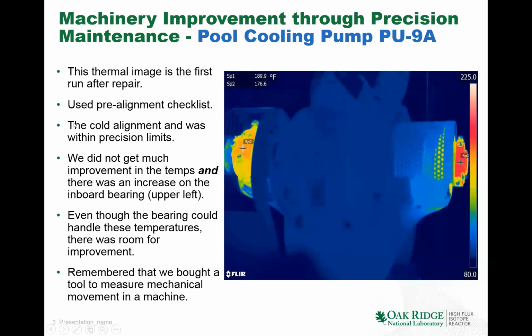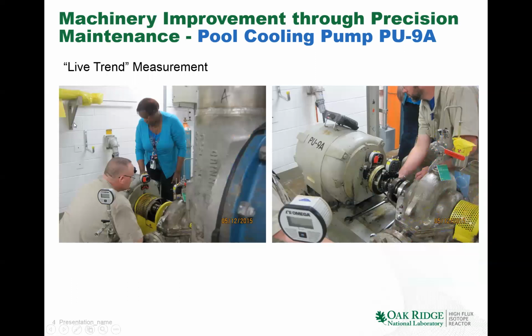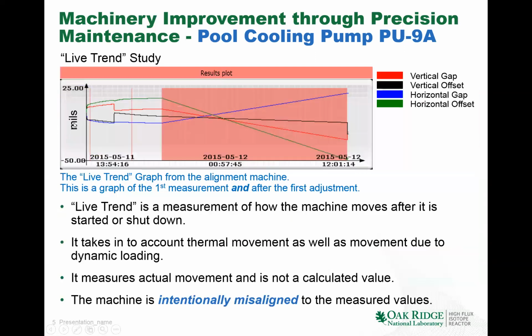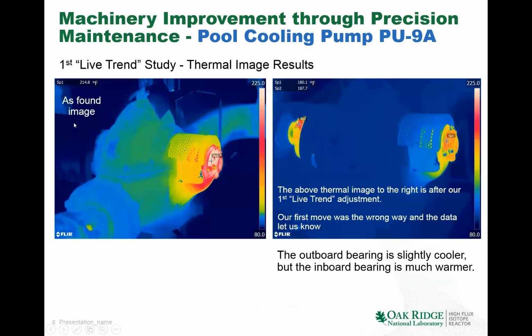So we also did that little live mold thing that y'all just showed a minute ago, and saw how this machine was moving once it was up and running and warming up. What we found out was that this machine was moving like 20 mils out once it warmed up. What you like to see is 5 and under. 25 is way out, especially if you want precision maintenance.